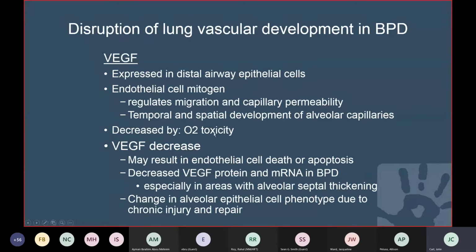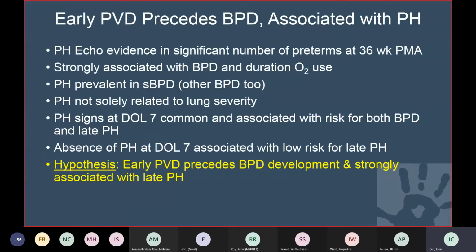The VEGF is decreased by O2 toxicity, and it may result in endothelial cell death or apoptosis. Decreased VEGF protein and mRNA in bronchopulmonary dysplasia is seen especially on biopsy studies or postmortem studies in areas with alveolar septal thickening. Changes in alveolar epithelial cell phenotype also occur due to the chronic injury and repair cycle.